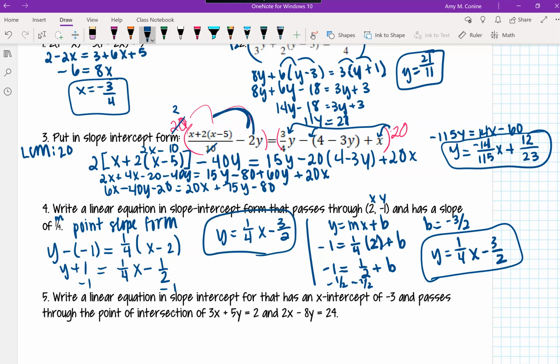You just need to be able to use point-slope form because you do need to do that for tangent lines in AP Calc.